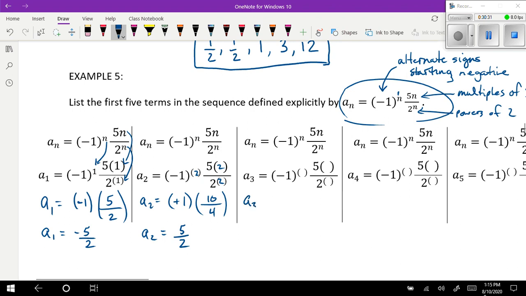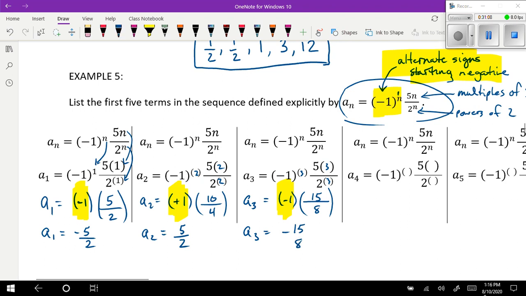My a sub 3 means put a 3 anywhere you see an n in the explicit definition. -1 to the third is -1. And see how we were right about this? See how this -1 starts, and then +1, and then -1, and it's going to be a pattern as we go through. So we were right way up here when we said we were going to alternate signs starting negative using this -1 to the n idea. So anyway, 5 times 3 is 15, and 2 to the third power is 8, so my a sub 3 gives me -15 over 8.